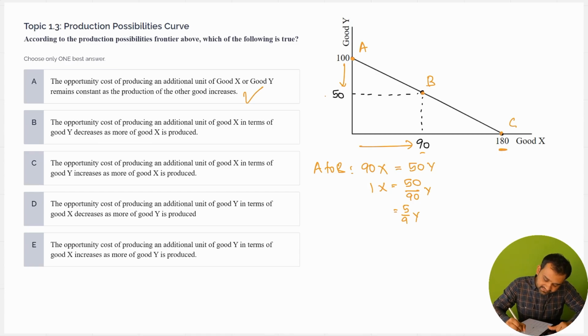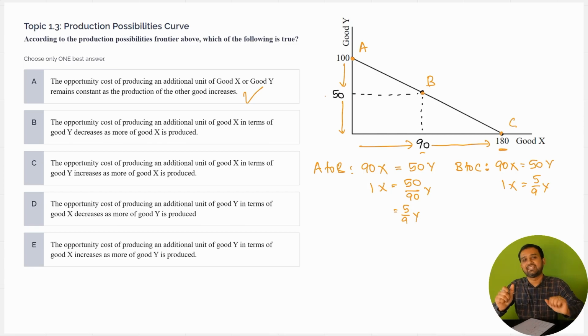Let's now move further down. So if we go from B to C, good X production goes up from 90 to 180. So you got an additional 90 units of X. But again, to do that, you had to reduce good Y production. So you reduced good Y production by 50 units again. So to produce 1X, once again, you had to give up 5 over 9Y throughout this entire segment.